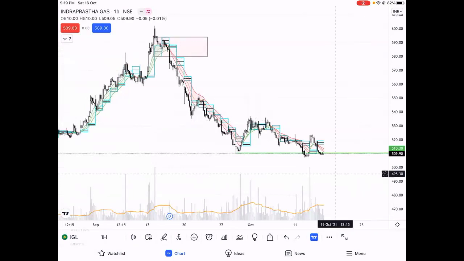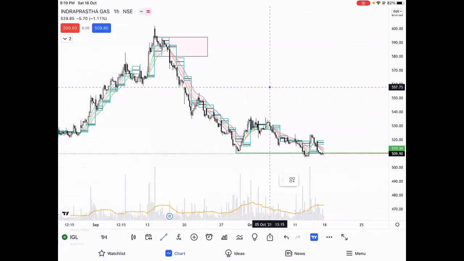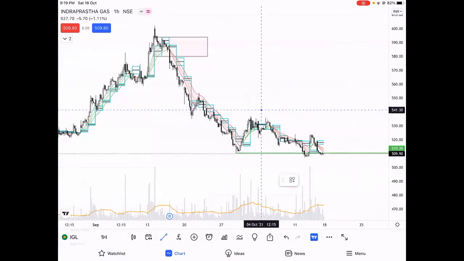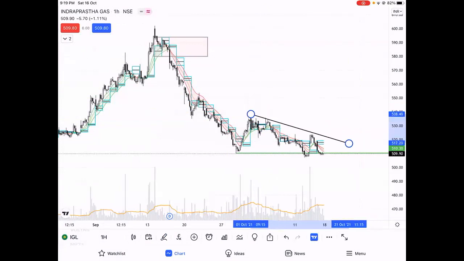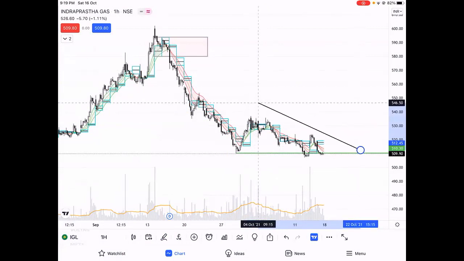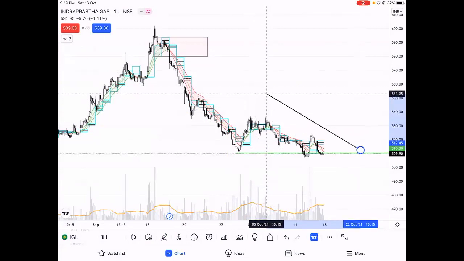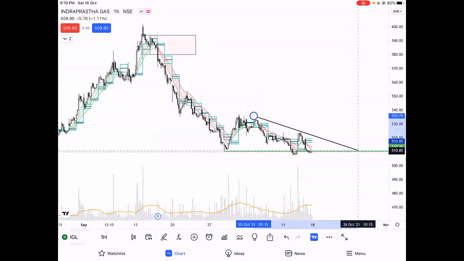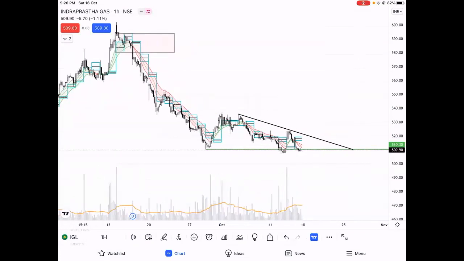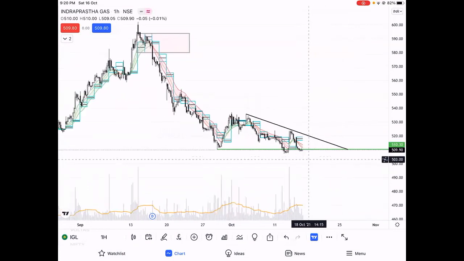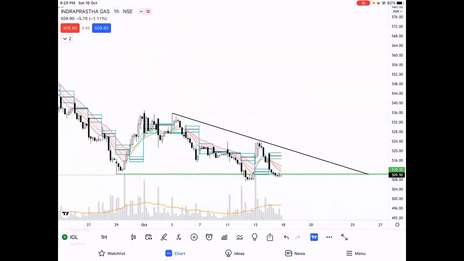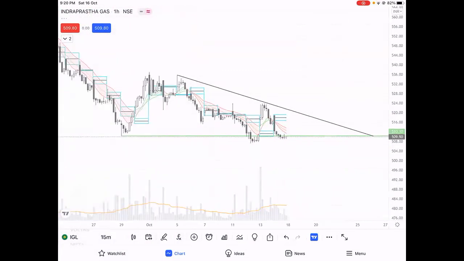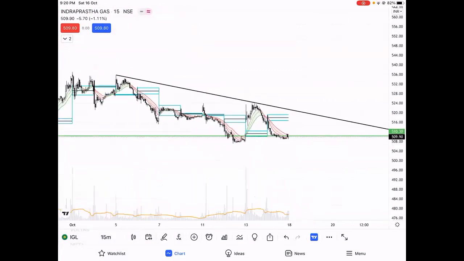Now at least we know that. Just roughly drawing a trend line, right? This is a rough trend line. So unless and until this thing, now you see here, let's check this on 15 minutes now. Sorry for that noise.